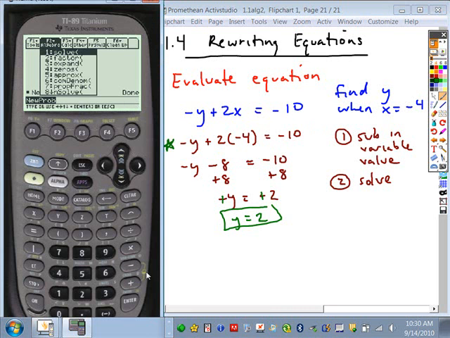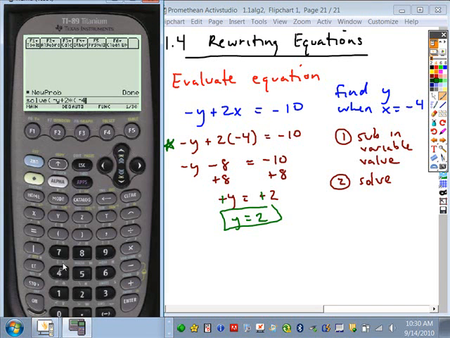So one of the ways that we could have done this is just solve negative y plus 2 times a negative 4 equals negative 10. Solve for y in this case, so comma y, and then hit enter.